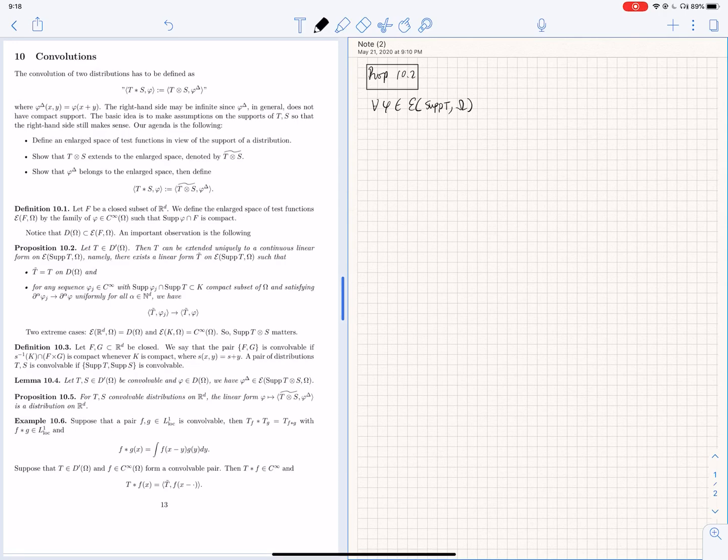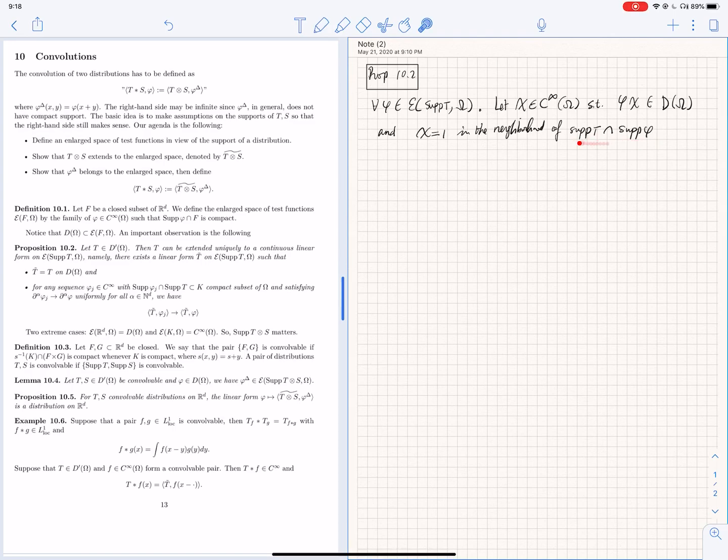omega. And we consider a C infinity function chi on omega such that the product of chi and the enlarged test function phi has compact support. Okay, C infinity with compact support. And also, we require that chi is equal to 1 in a neighborhood of the support of T intersecting the support of phi.